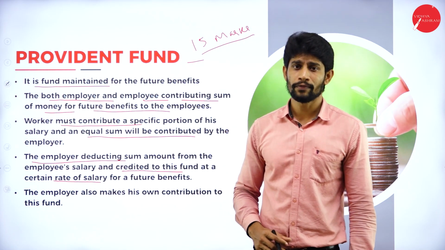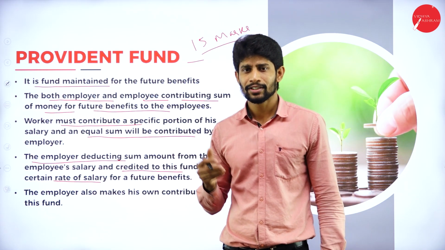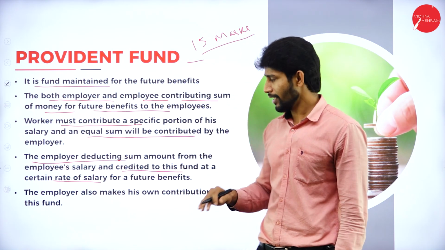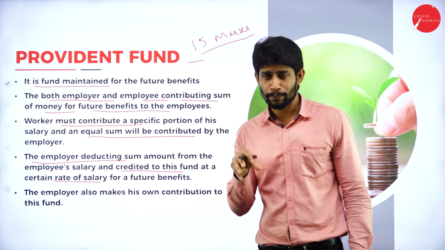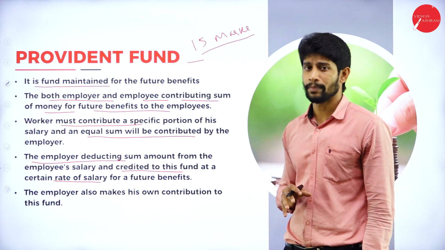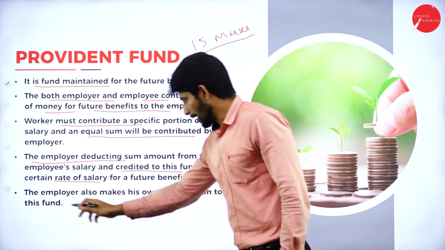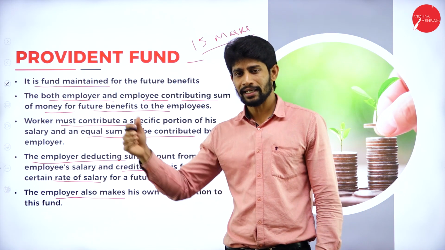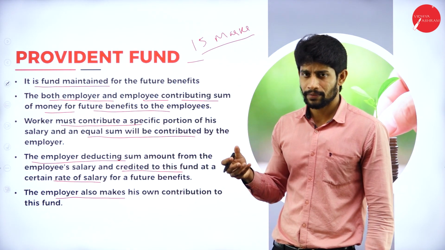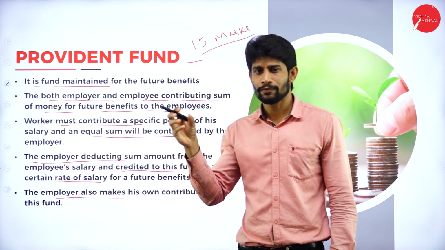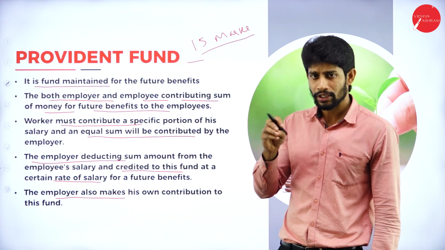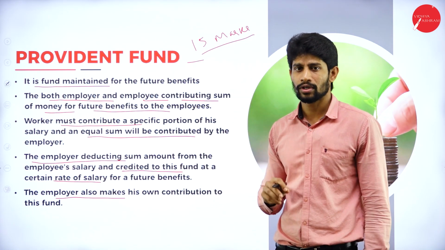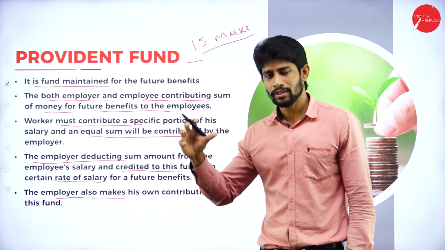What will the employer do? The employer is going to deduct 12% as provident fund from the employee's salary and credit it to the particular provident fund scheme for the future benefit of the employee. The employer also makes his own contribution to this fund. He is going to cut some percentage from the employee's salary, and also contribute some amount towards the provident fund account of that employee for the future benefit.